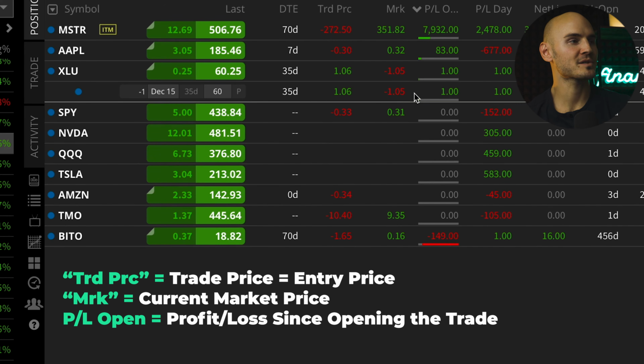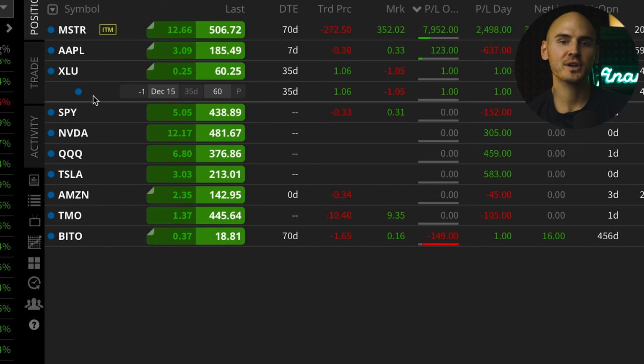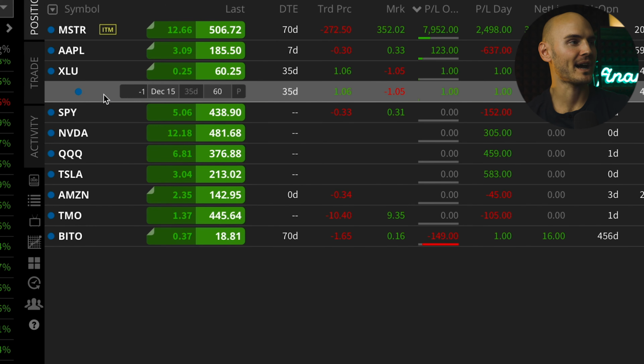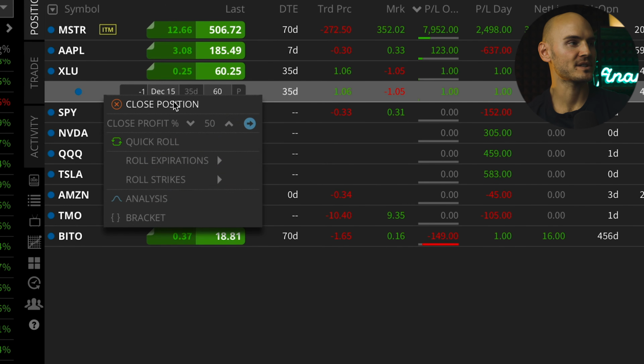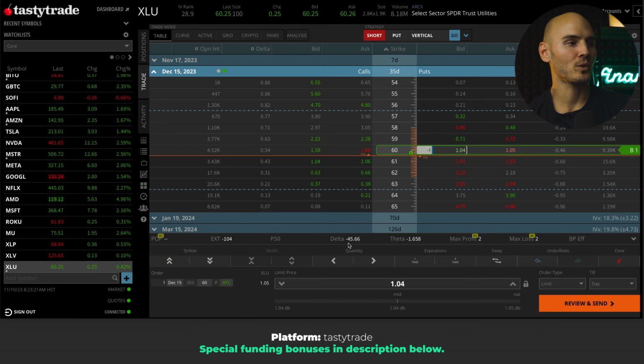Here we can see the put option's price has actually decreased to $1.05, and since I shorted it for $1.06, it says my open P&L, or P&L since opening the trade, is a positive $1. And that's because XLU's price has increased very slightly since entering the trade. So to close this trade, I just have to right-click on the option and hit close position, and this will queue up an order to buy back this short put option.